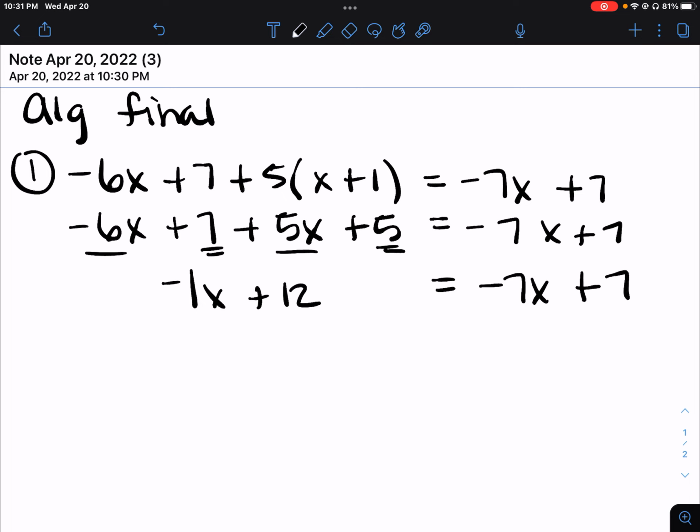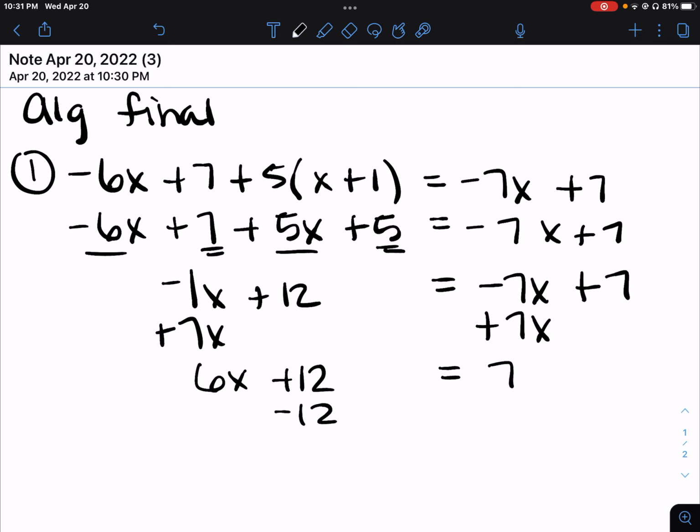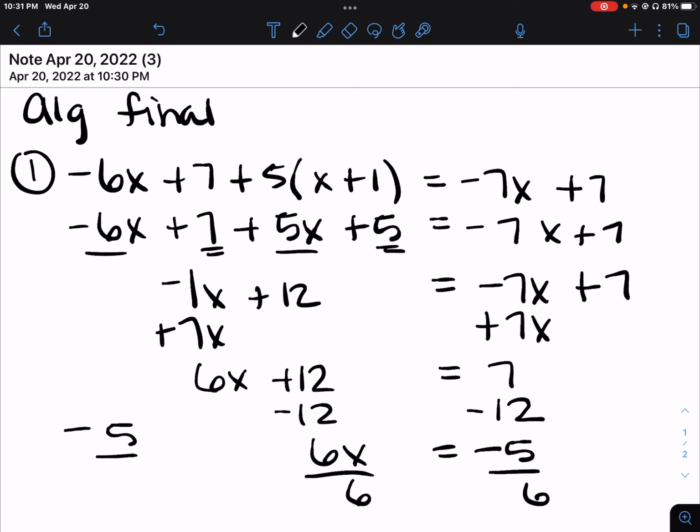Okay, we need to get rid of one of the x's. So I'm going to add 7x on both sides. 7x minus 1x is 6x. Get rid of the 12. And divide by 6. So negative 5 over 6 is x.